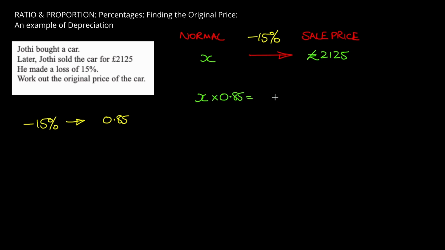0.85 equals 2,125. Therefore, x is equal to 2,125 divided by 0.85. Pop that into a calculator and get 2,500. And that is your answer.